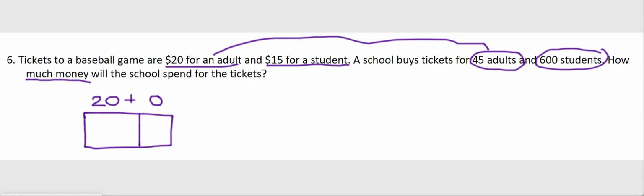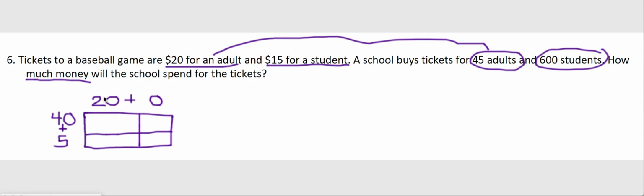So next up, I have my 45. So on this side, I'm going to write out 40 plus 5. And again, I'm going to split it into two pieces, one to represent the tens and one to represent the ones. So now what I do is I actually find the area of each of these rectangles.